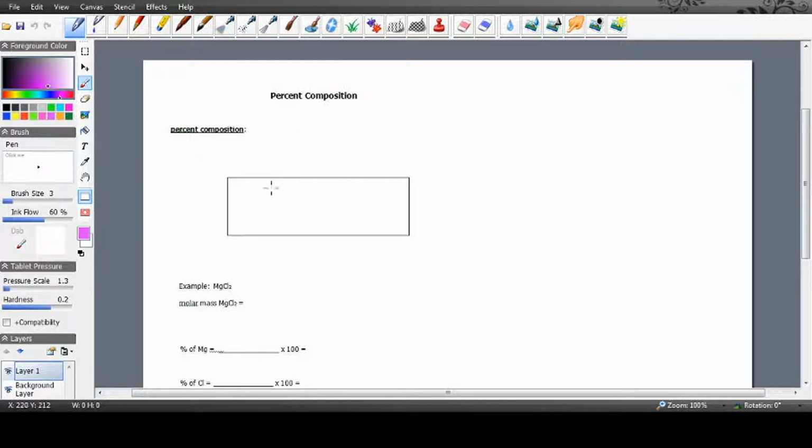It's simply the mass of the element over the mass of the total portion of the compound, just like a percentage of anything is a part out of a whole. The reason why percent composition is really important for us is because it helps us determine the identity of compounds.